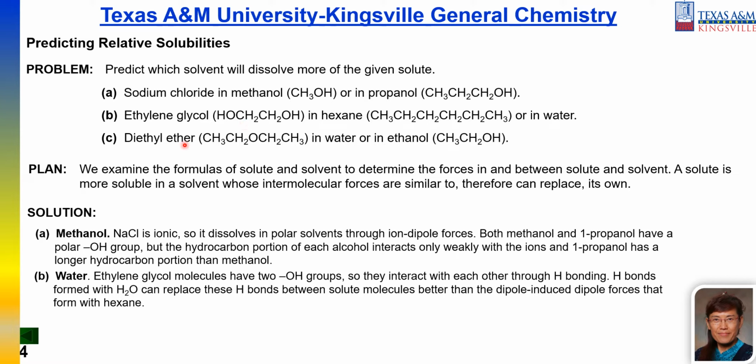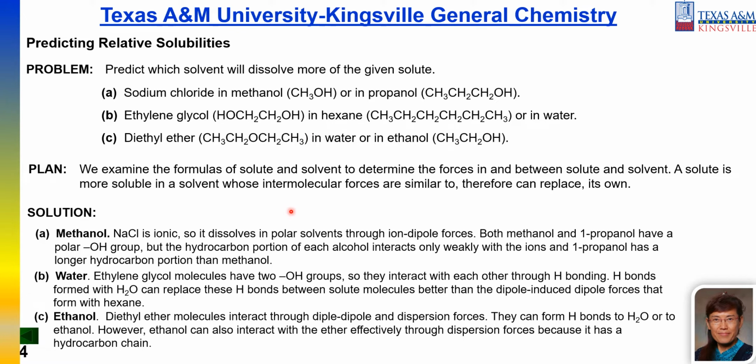The third one, diethyl ether. Before I move on to the solution, let's see. In your diethyl ether, you have CH3, CH2O. In our ethanol, CH3, CH2O. So in this case, your 2 molecules look similar. Therefore, diethyl ether molecules interact with your ethanol through the dipole intermolecular forces, and you also have London dispersion. Therefore, the ethanol dissolves diethyl ether much more.